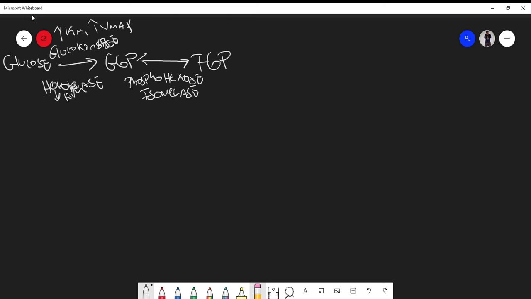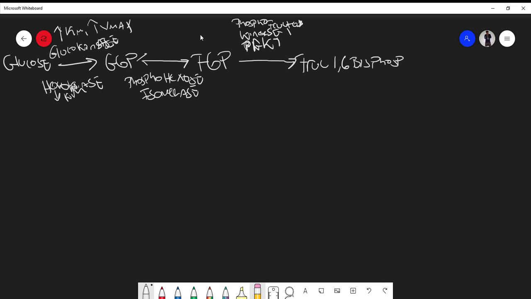In the next step, fructose 6-phosphate gets converted in the most important step in glycolysis to fructose 1,6-bisphosphate. I'm not going to write here all of it out. Right, now the enzyme that does this is a long one, and it's phosphofructokinase 1, or in other words, it's called PFK1. And so phosphofructokinase, or PFK1.